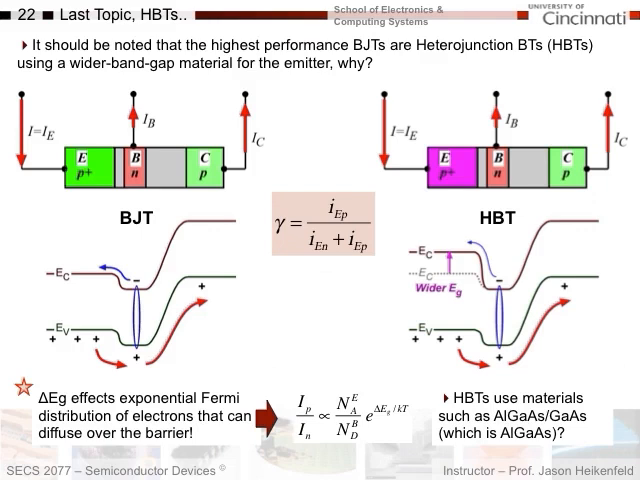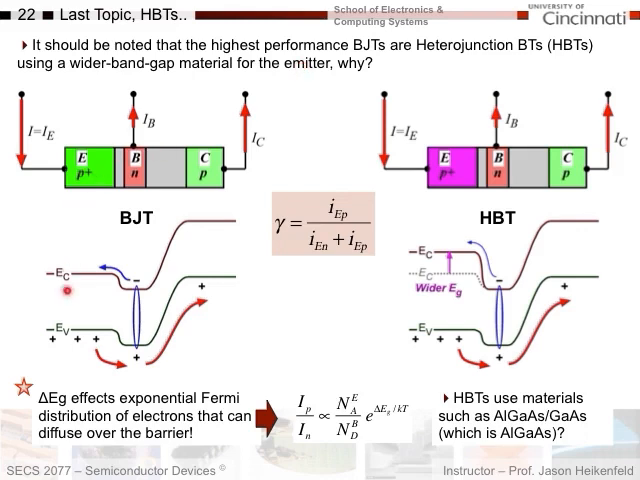Last topic. So that wraps up terminal currents for BJTs. The last topic I want to touch on is a heterojunction BJT, or HBTs. And what they use is a wider band gap material for the emitter. So why do you use a wider band gap material for the emitter?